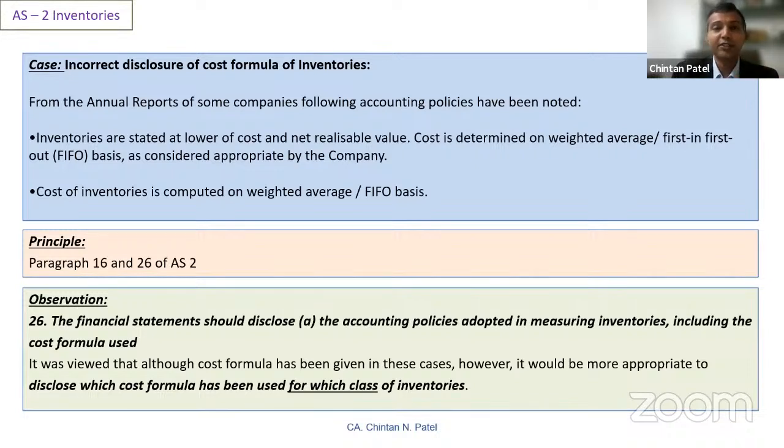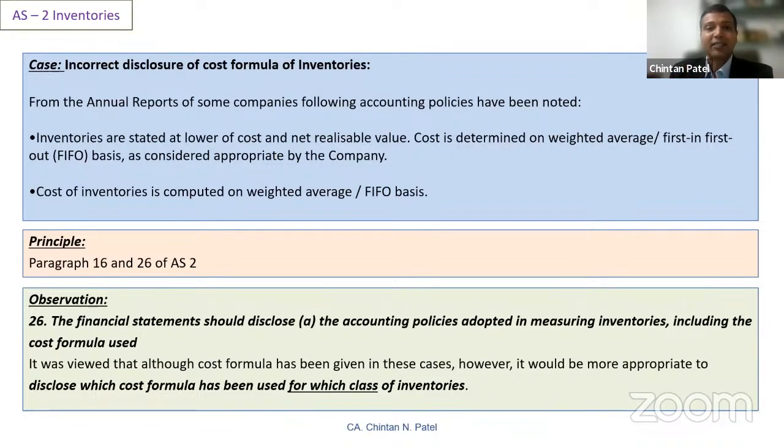Mind well, friends, that it says valuation of inventory, including cost formula, has to be disclosed. And inventory means classes of inventory have to be shown. Classes of inventory include raw material, work in progress, finished goods, and stock in trade. These are all classes of inventories. So whenever the valuation is mentioned, it has to be for each class. In the same way, wherever the cost formula is mentioned, it has to be for each class. This is the way your disclosure should be done.